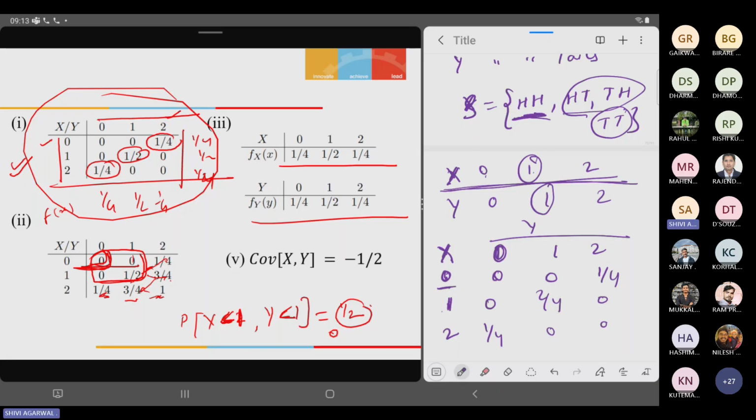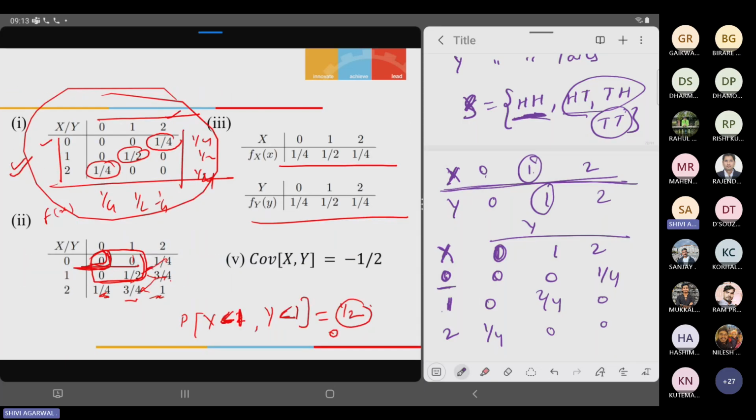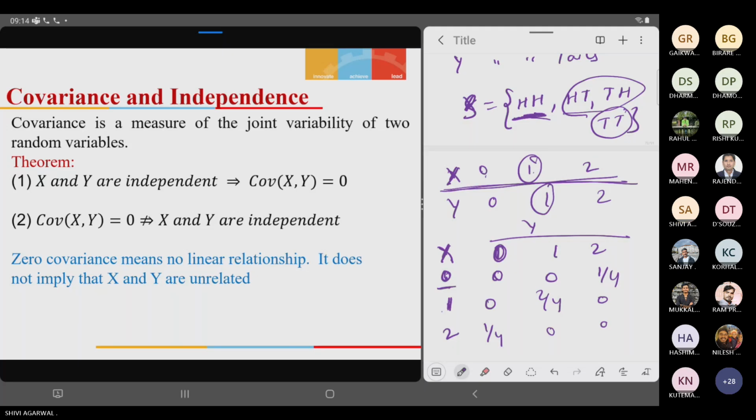Got it, Mr. Dhamutaran? 2 by 4 is 1 by 2 only. Yes, that is we have taken two cases, na? Head and tail or tail and head.